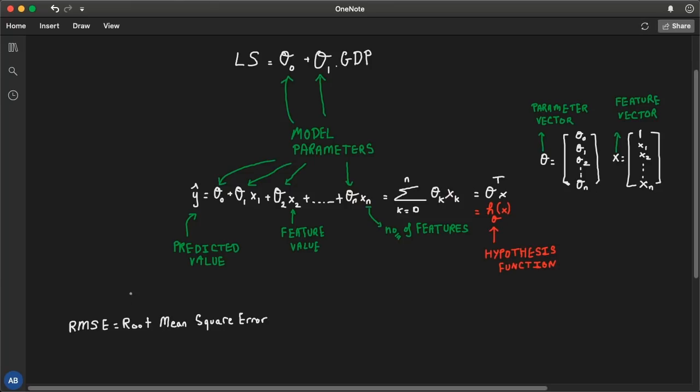Now, in practice, it is simpler to minimize the mean square error instead of the root mean square error. Root mean square error is just the square root of the mean square error. So you can simply see that minimizing RMSE is equivalent to minimizing the MSE. Thus the theta that minimizes RMSE is the same as the one that minimizes the MSE, because the value that minimizes a function also minimizes its square root.